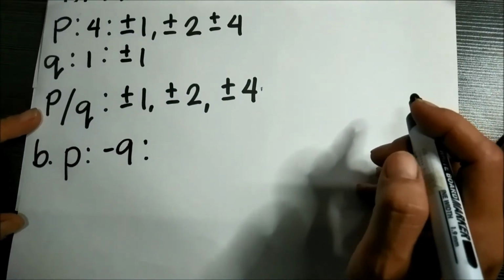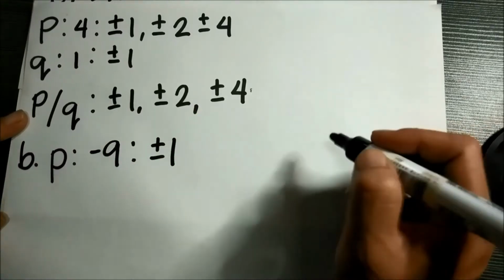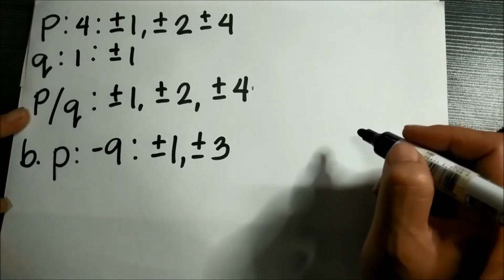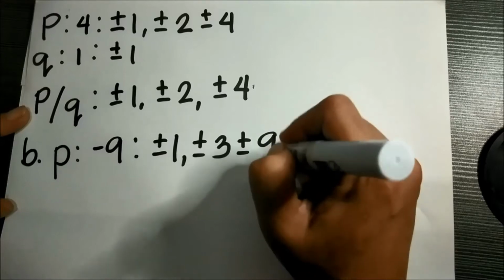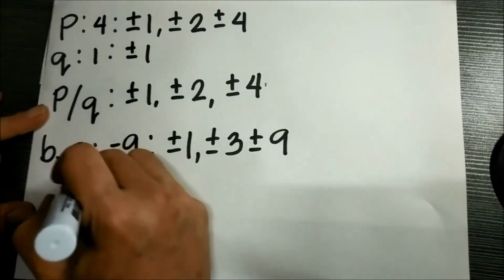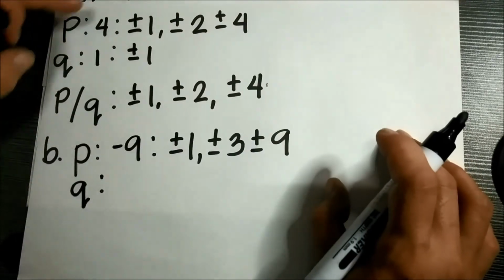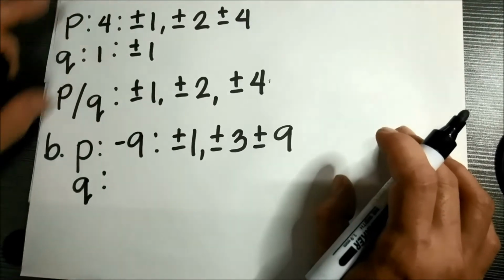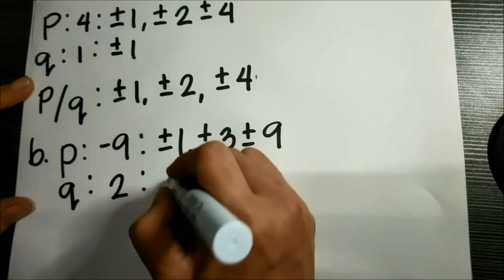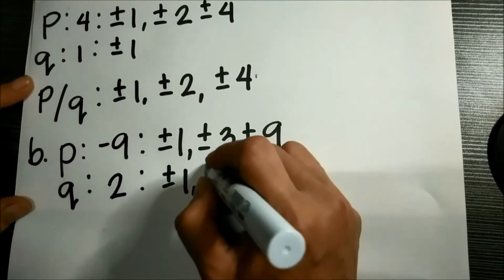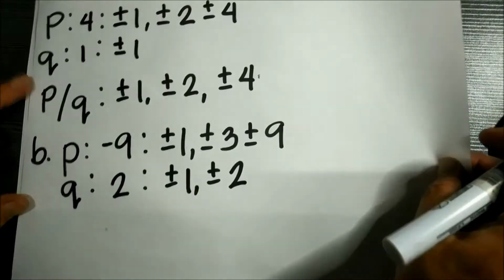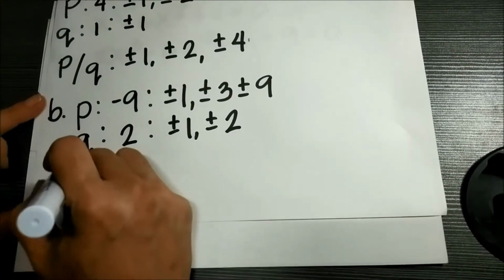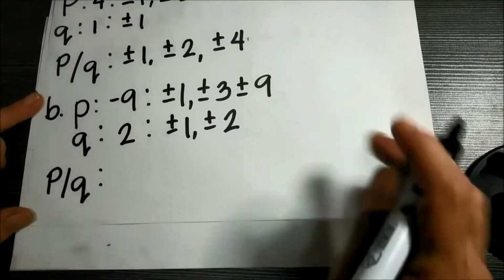Again, start with the smallest factor. So, that is 1, positive, negative 1, positive, negative 3, and positive, negative 9. Next, let's get the factors of Q. Our Q is positive 2, or the factors of the leading coefficient. So, in this case, we have positive and negative 1, positive and negative 2. Now, I always say that for you, to make it simple in getting P over Q, then do it systematically.